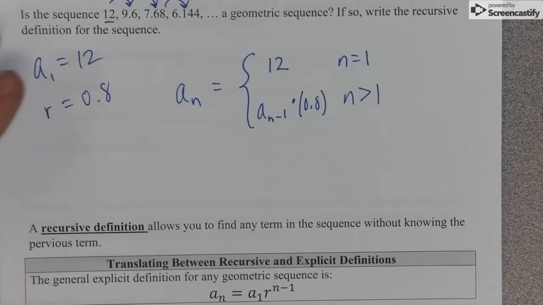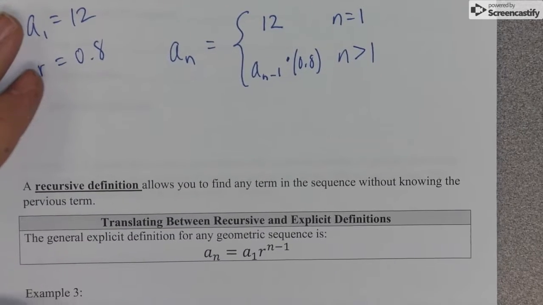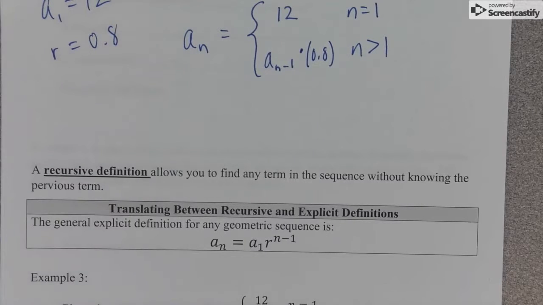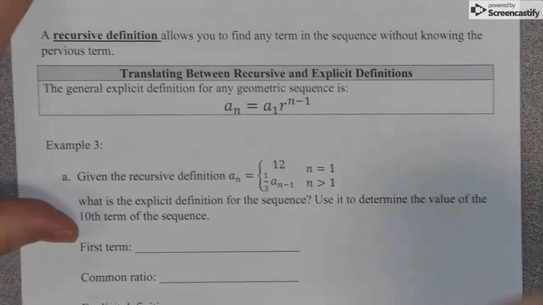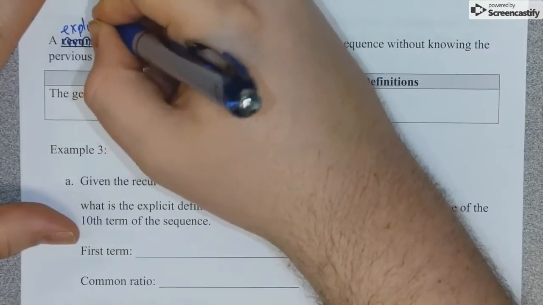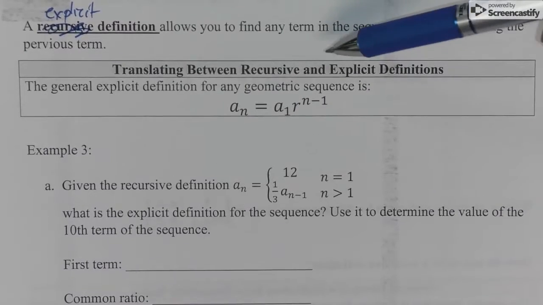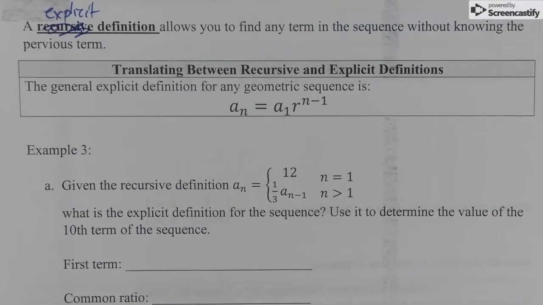A recursive definition allows you to find any term in the sequence without knowing the previous term. Actually, that's a typo. That should say an explicit definition. An explicit definition allows you to find any term in the sequence without knowing the previous term. So, translating between recursive and explicit definitions.